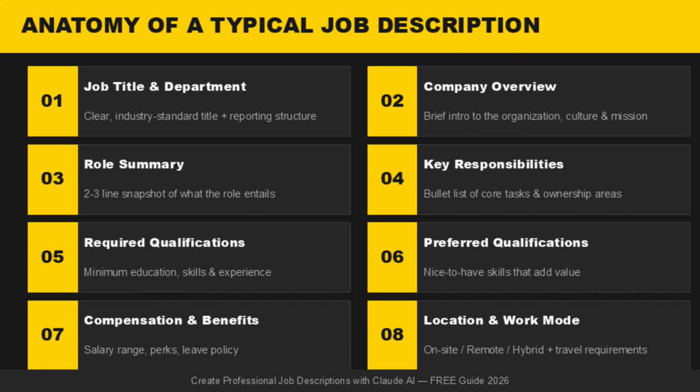Every professional job description should have ideally 8 core sections. First, the job title and department. Use industry standard titles that candidates are actually searching for. Second, a company overview, a brief, engaging intro to who you are. Third, a role summary, a 2 to 3 line snapshot of the position. Fourth, key responsibilities, a clear bulleted list of what the person will own.